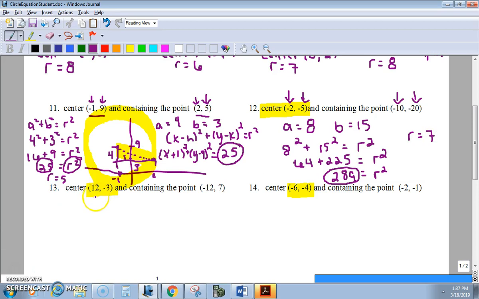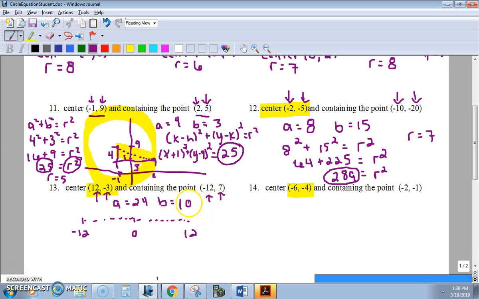Okay. All right, let's do this. How many blocks are between 12 and negative 12? So think about it. We have negative 12 here. Don't forget we have 0. And then we have positive 12. So between 12 and negative 12 are 24 blocks. So let's say A is equal to 24. And B is the number between the y's. So we have between negative 3 and positive 7. From negative 3 to 0 is 3, and then from 0 to 7 is 7. So that's going to be 10.